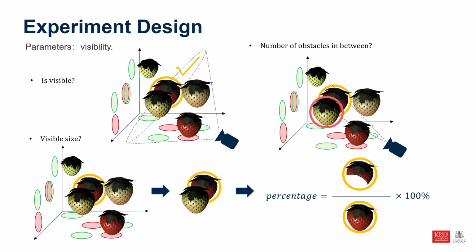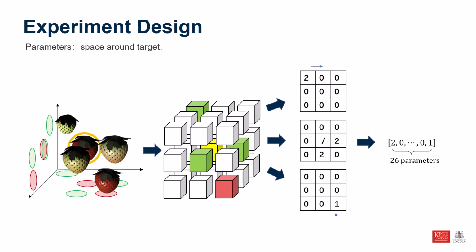The upper left image shows it is visible from the viewpoint of the camera. The upper right image presents that there is one obstacle between the camera and the target, which is the green strawberry in the red circle, and the percentage of the target that is visible is calculated, shown in the image below. Of course, the visible area is just an approximate value.